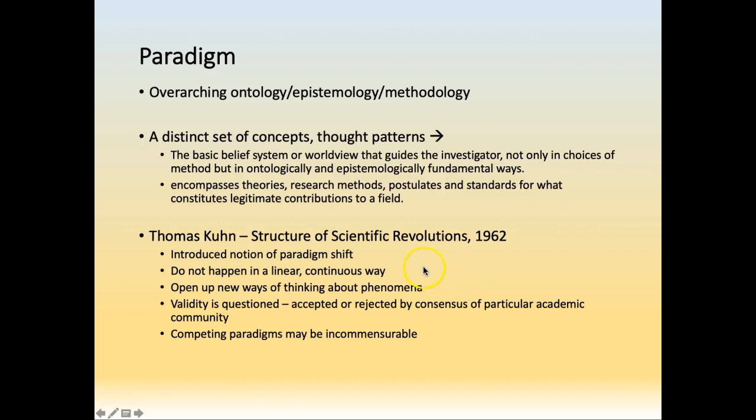For example, they don't happen in a linear, continuous way. In fact, they may happen geographically. So, for example, the UK and Australia were much more accepting of interpretivist kinds of inquiry at a time when Canada and the United States were still heavily situated in positivist kinds of research approaches to educational research. So it might be geographic, it might even be institutional, and so on.